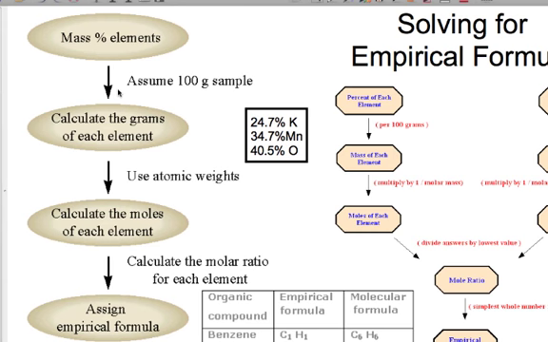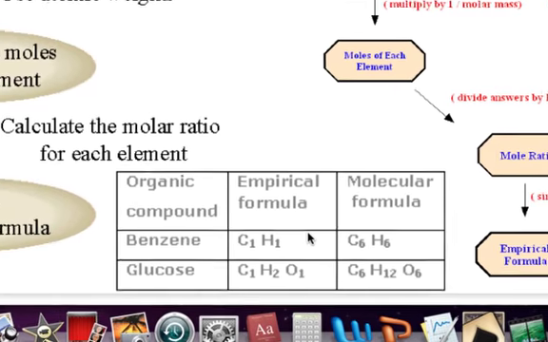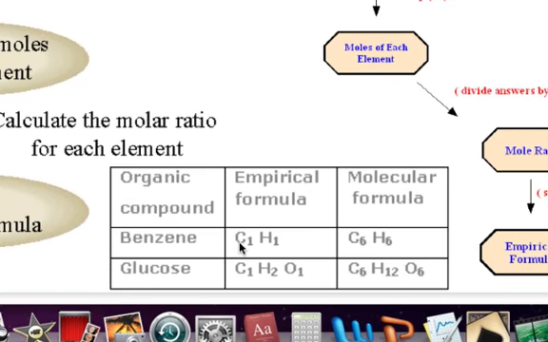Like I said earlier, 98% of the time, if you have grams, convert to moles. So convert all of them to moles. Then you're going to do your mole to mole to mole ratio by dividing them all by the smallest number. Okay? So down here is just showing you that this is the empirical formula, C1H1, but its true molecular formula for benzene is C6H6, and it weighs 6 times greater than its actual empirical formula. Glucose has an empirical formula of 1 to 2 to 1. Its actual molecular formula is C6H12O6.